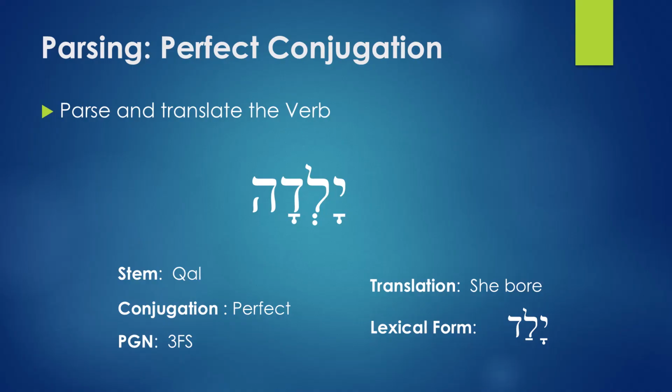It's coming from the word whose lexical form is yalad. Remember, remove the suffix, remove all other endings, and put kametz and patach on the first and second root letters, and you have yalad. Yalad means she bore, she gave birth. So yauda in the third person feminine singular means she bore. That's how you parse this word.